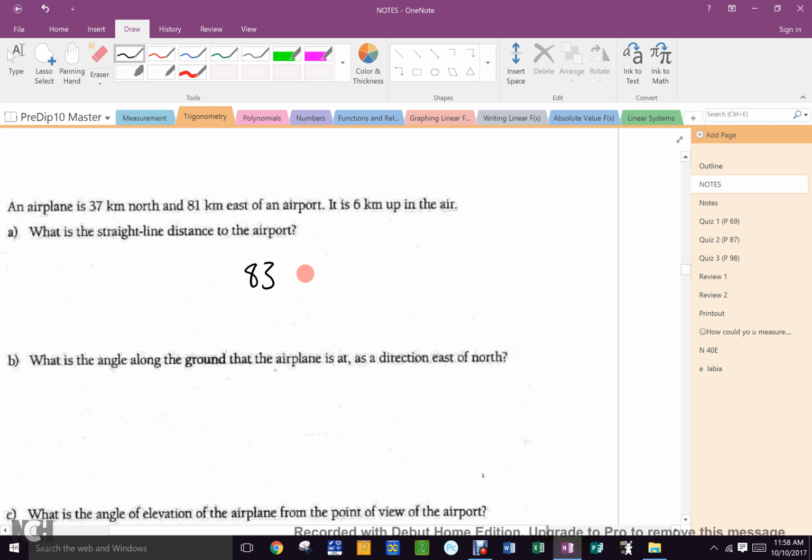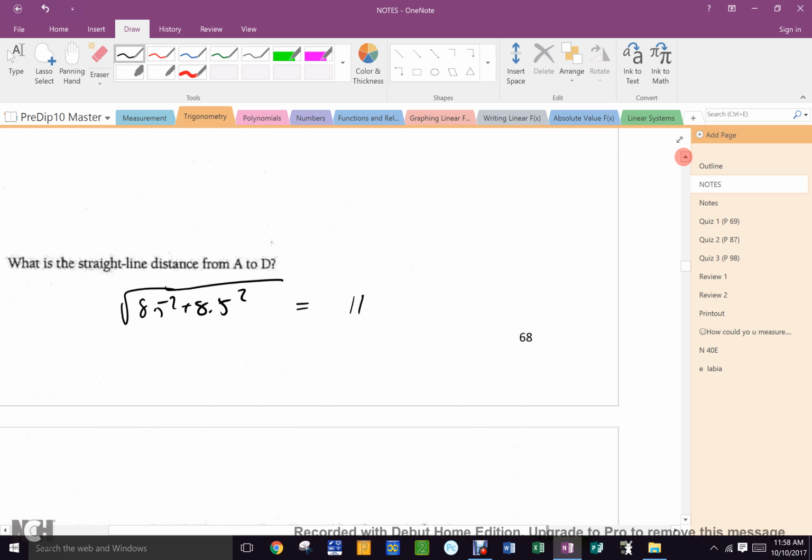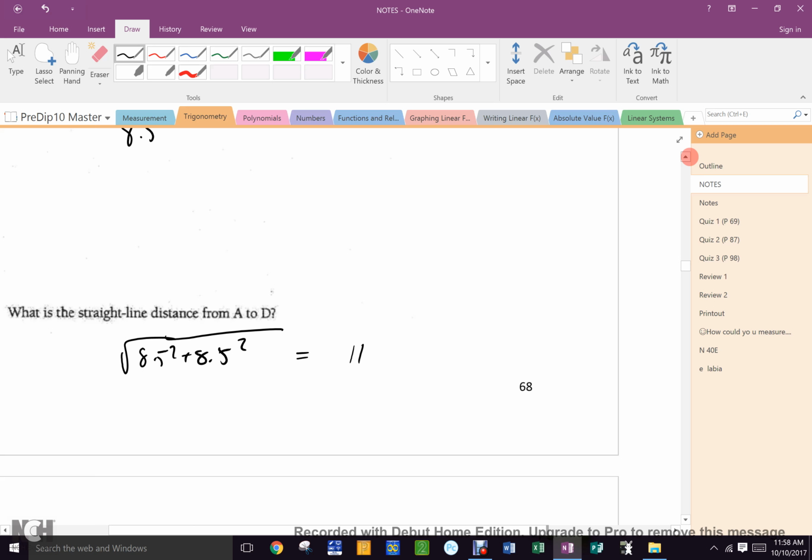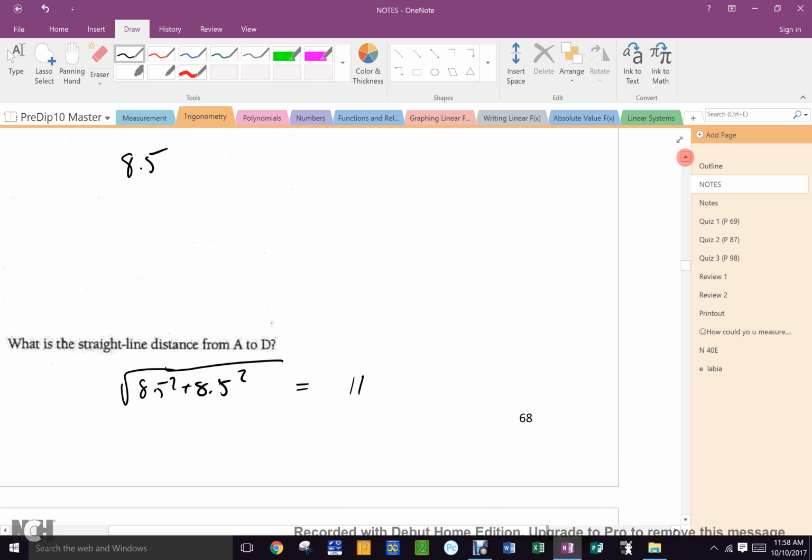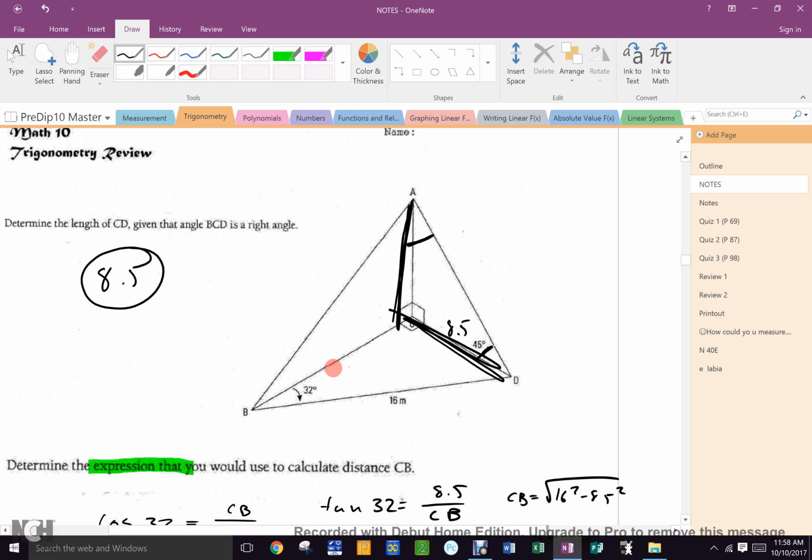This is something like 83. Yes, Lauren? For number 4, I did 16 sine 32 divided by cosine 45. Yeah, because this was 16 sine 32. And yeah, of course. Yep.